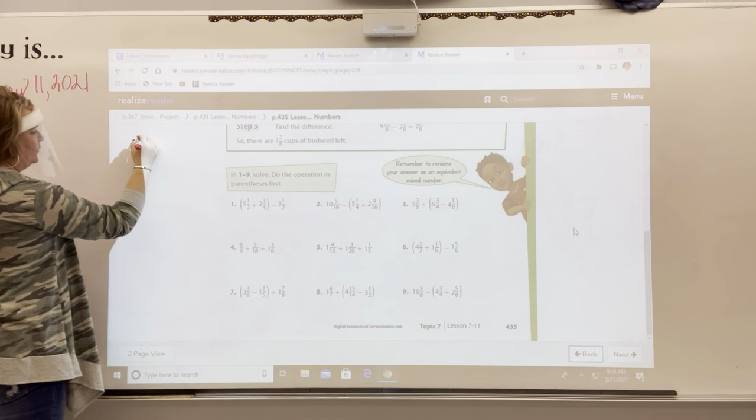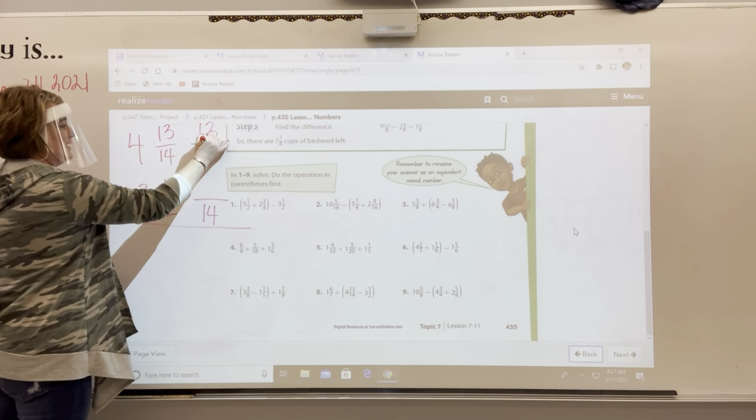I'm making sure that I'm looking at my sign, and my sign in my parentheses does say subtraction. So I made sure that that was the correct sign. So get your pencil on 14. Is 2 times anything going to get you that 14? Yes. Why? Because 14 is an even number, isn't it? Mm-hmm. And 2 is always going to go into an even number. So that means the top stays exactly the same.